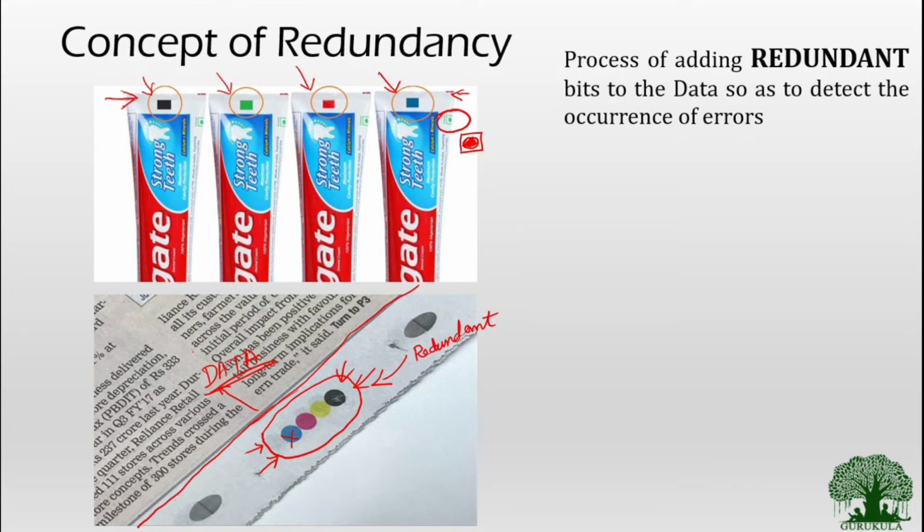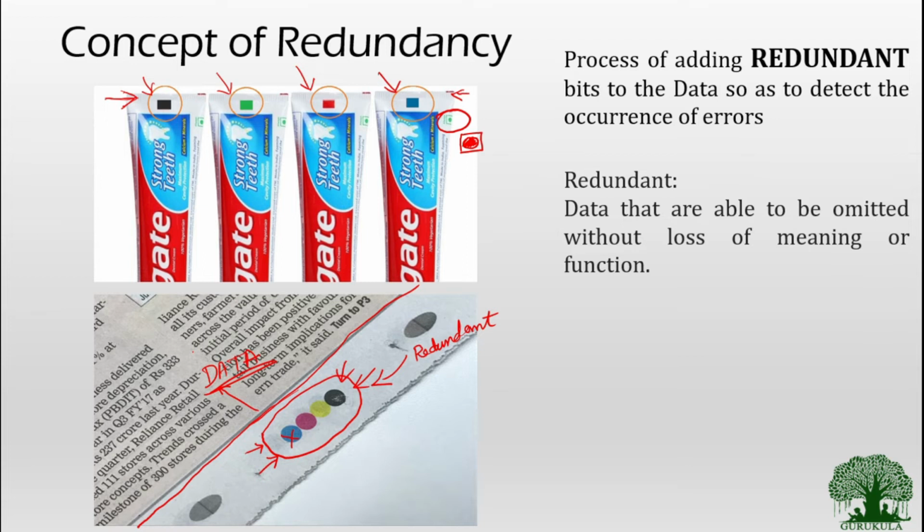The process of adding redundant bits to the data is what we do for error detection and error correction. Now the term redundant, what does that actually mean? Redundant is nothing but the data that can be omitted without any loss of information or without loss of any meaning of that particular thing.